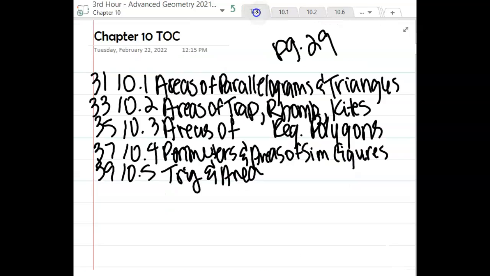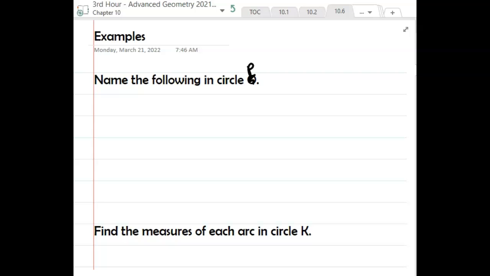Okay, let's get this glued into page 41, section 10.6, and it is circles and arcs. So the first thing we're going to do is practice naming different things. We're going to practice looking at the notation. Now, in your textbook, it's not going to name the following in circle P. You're not going to see the word circle, but you're going to see a circle with a dot in the middle of it and the letter P next to it. That's the notation for circle P.